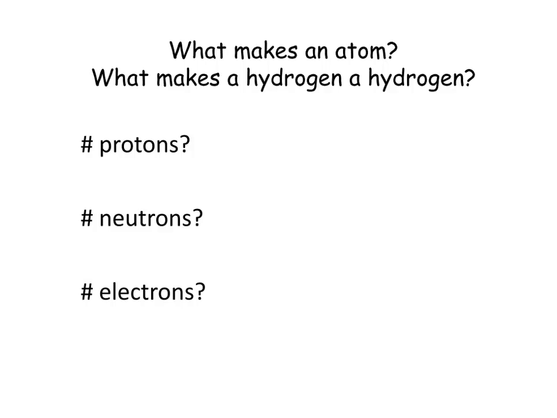So here's a question. What makes a hydrogen a hydrogen? Is it the number of protons, the number of neutrons, or the number of electrons? In fact, the number of protons determines the identity of an atom. As we'll see, a hydrogen atom can have more or fewer neutrons and still be a hydrogen. It can gain or lose an electron and still be a hydrogen. What makes a hydrogen what it is, is the number of protons.